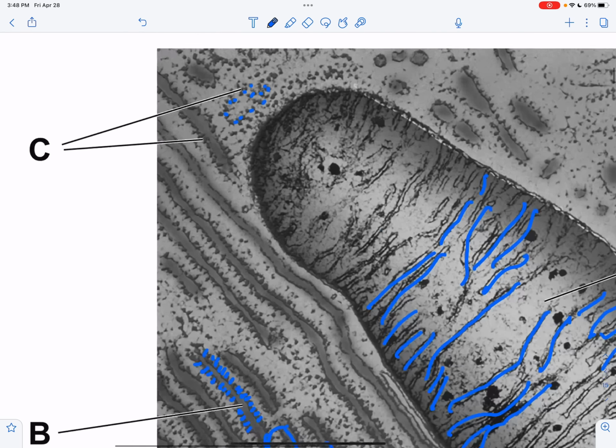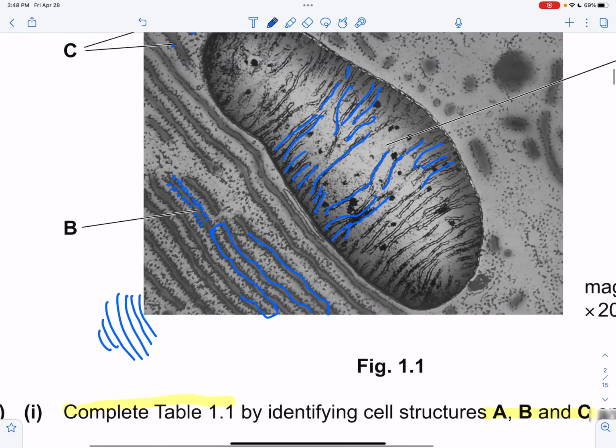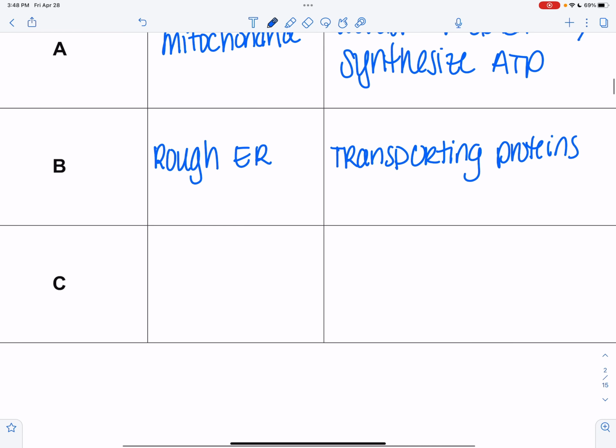And area 6, I don't know why I said letter 6. Area C is just ribosomes. And this is for protein synthesis.